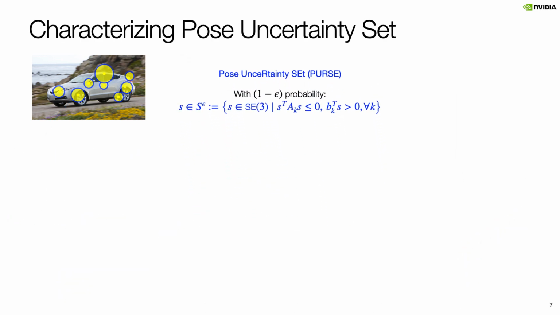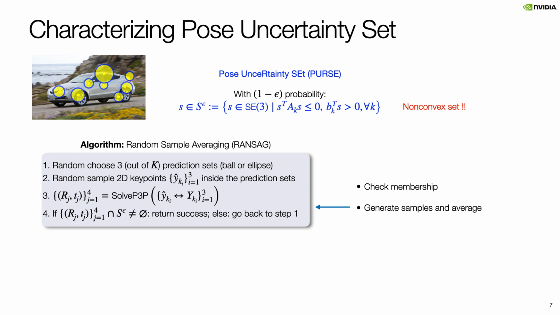With this set, we can do several things. The first thing we can do is check membership. Given any pose estimation, we can check if it is in fact in the set. This boils down to just evaluating the quadratic and linear constraints at the pose estimation. We can also generate samples and average from these samples. We propose an algorithm called random sample averaging that is inspired by the well-known RANSAC algorithm.